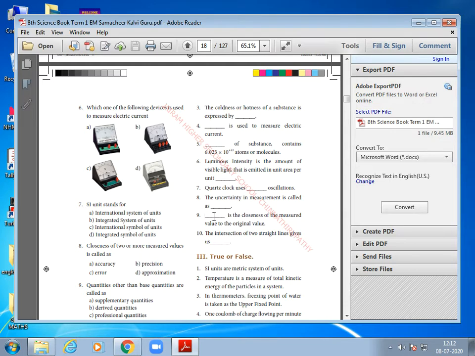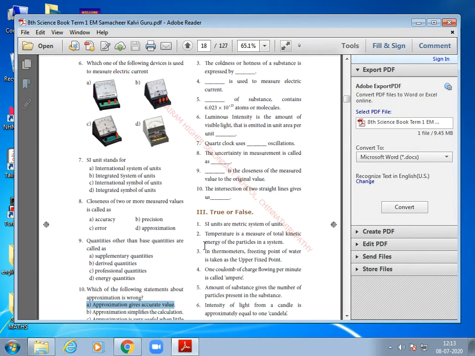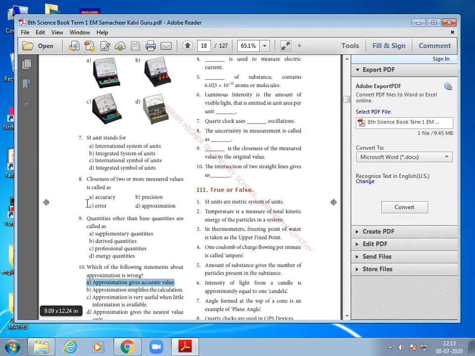Answer is accuracy. 10th question, the intersection of two straight lines gives us dash, that means plane angle. Answer is plane angle. Okay, next third Roman letter is true or false.